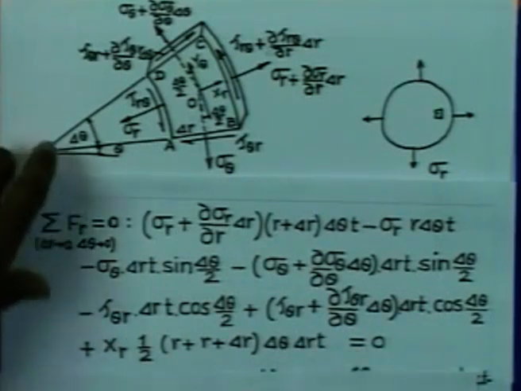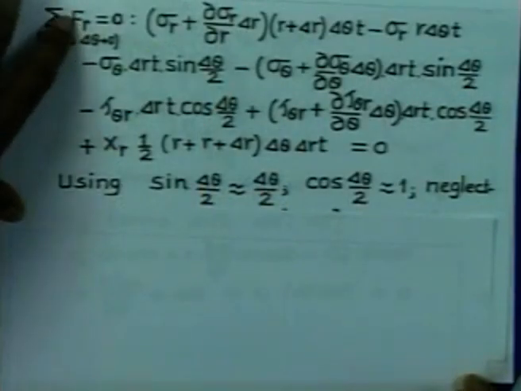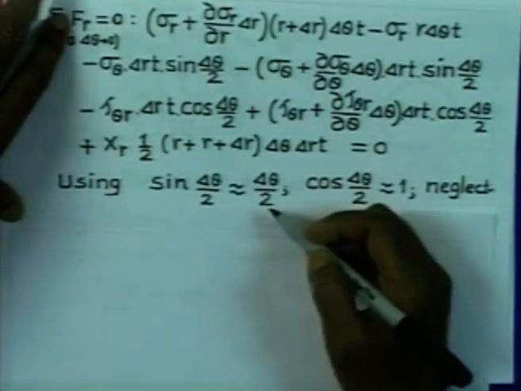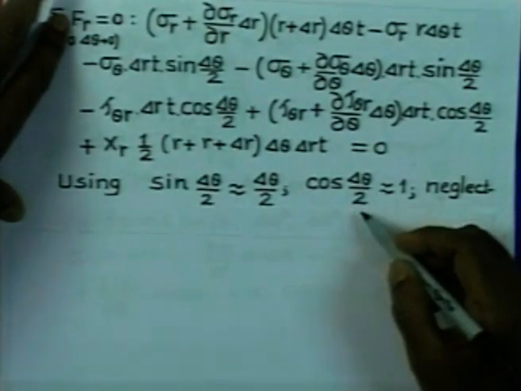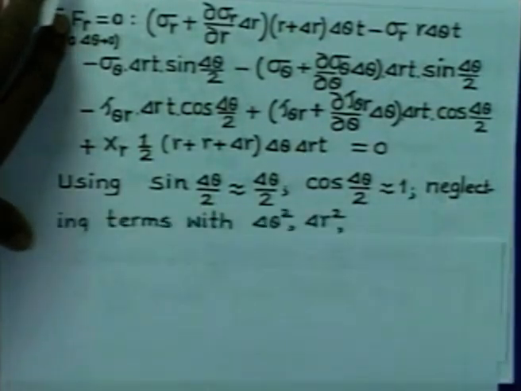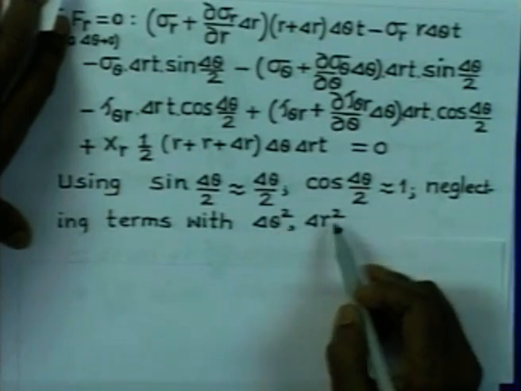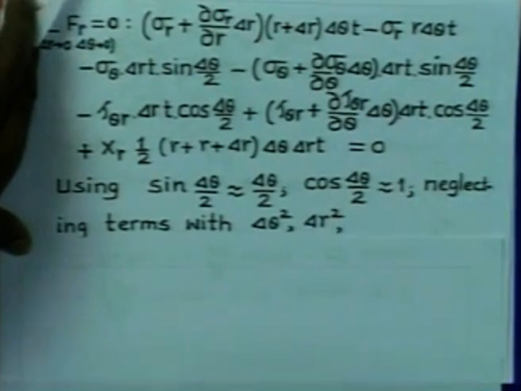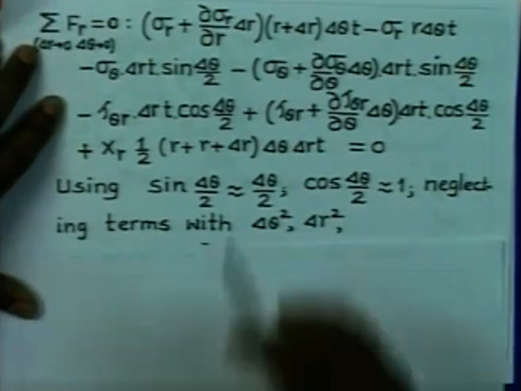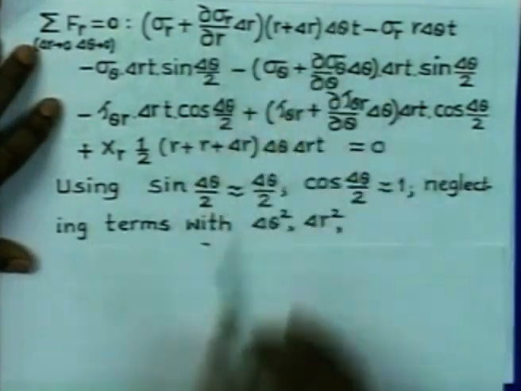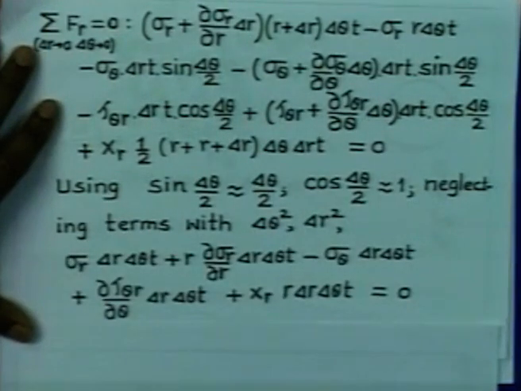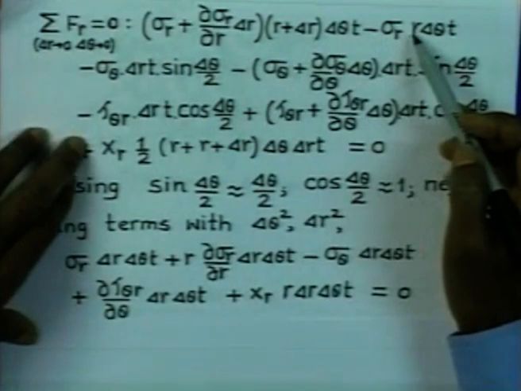So, this gives the total contribution, and if we now try to make use of the fact that sin of delta theta by 2 is approximately equal to delta theta by 2 for small angle delta theta, similarly cos of delta theta by 2 equals 1, and neglecting terms which involve delta theta square and delta r square, we find that a great simplification is possible. You can see here that we are going to get the contributions like this. Herein some cancellations will be there.